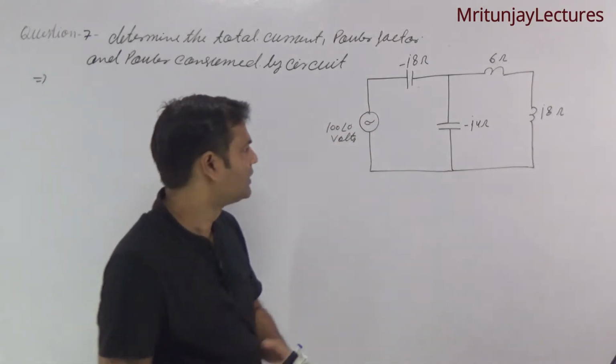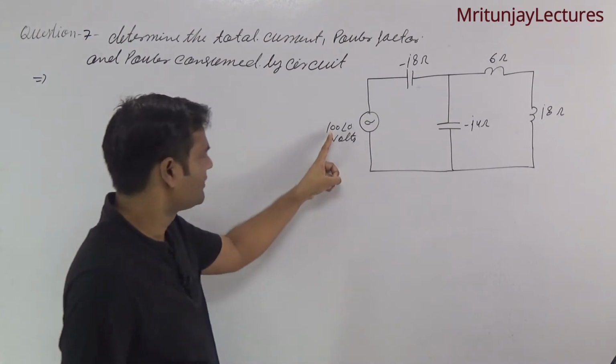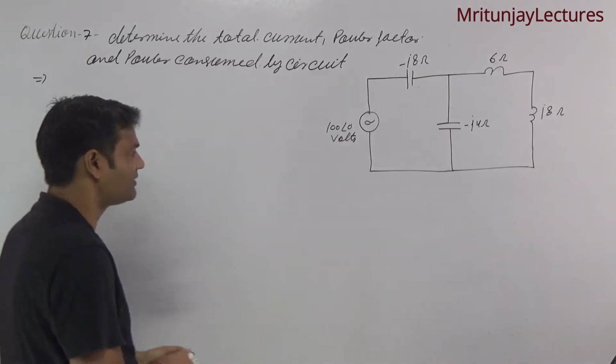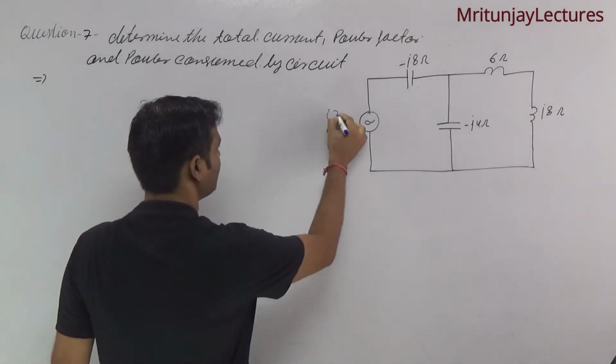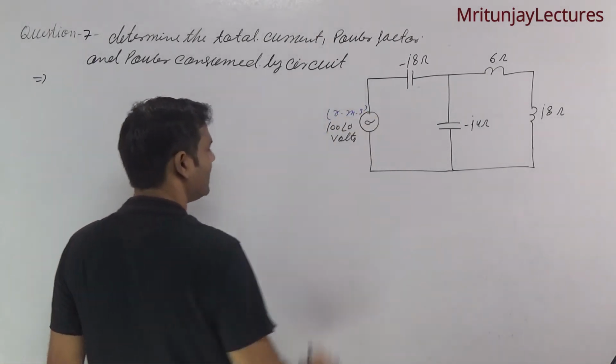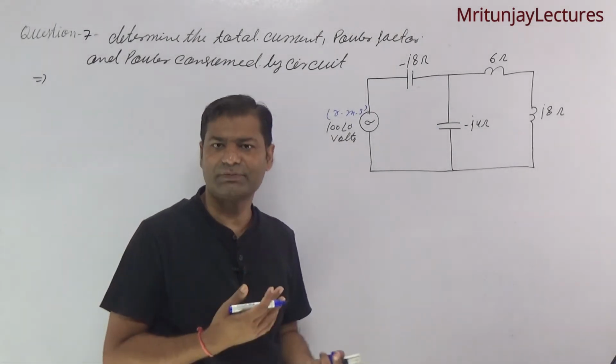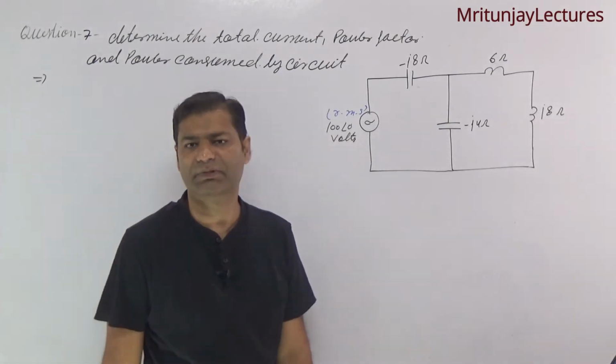Clear? Everything given here is always an RMS value. We always consider the RMS value. If not given, otherwise sometimes a peak value is given. If it is a peak value, then we convert it into an RMS value.